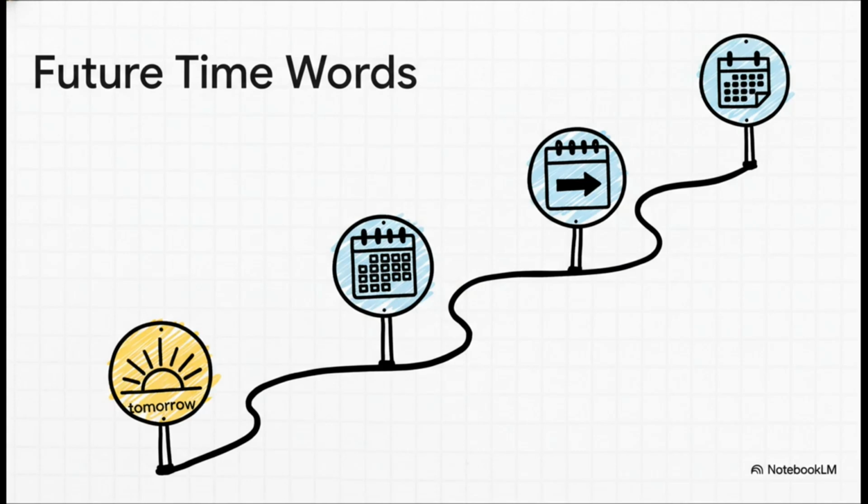Okay, let's talk about clues. There are certain words that are like giant, flashing neon signs that scream, use the future tense. When you see words like tomorrow, next week, next month, or next year, it's a huge hint that the action hasn't happened yet, and you probably need to be thinking about will.